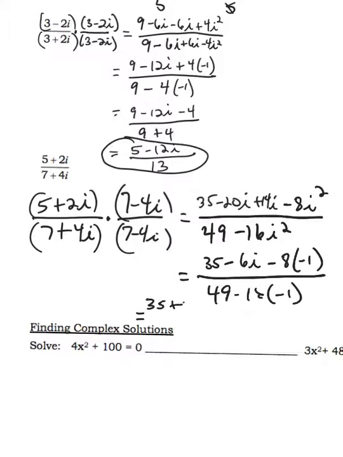35 plus 8 minus 6i, and 49 plus 16. So I have 43 minus 6i on top, and on bottom, 49 plus 16 is 65.